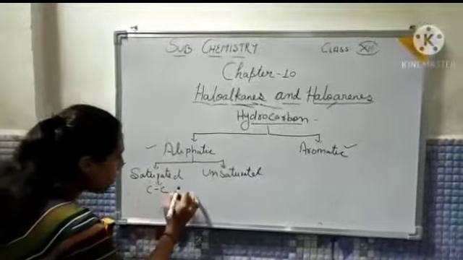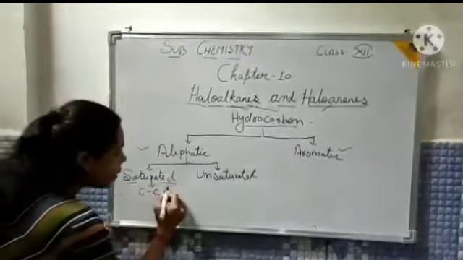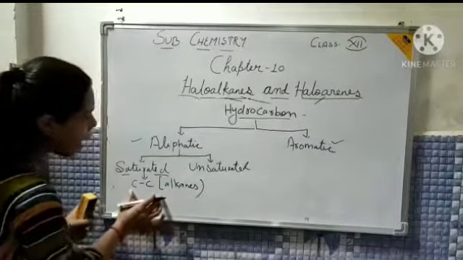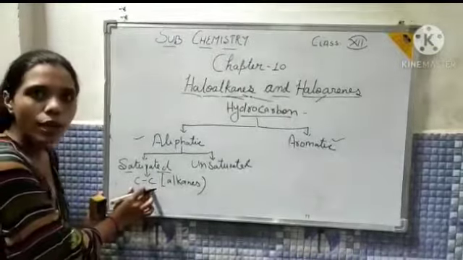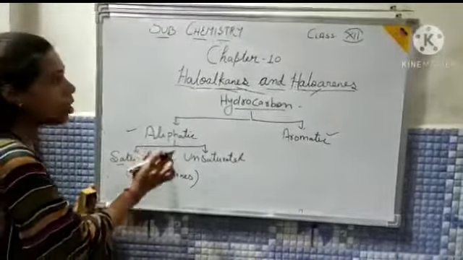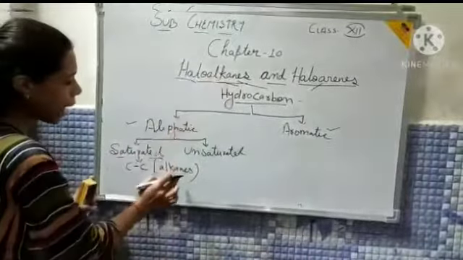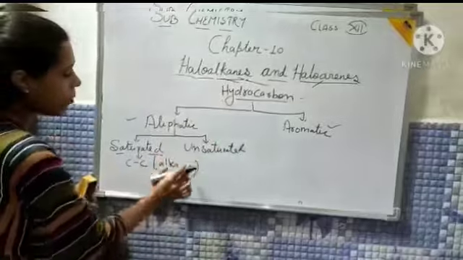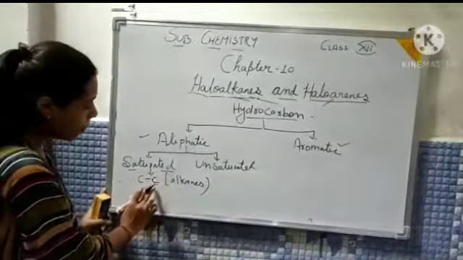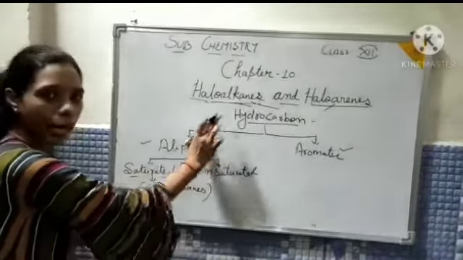Now, saturated hydrocarbons which contain a carbon-carbon single bond, we will call them alkanes. When a carbon-carbon single bond is present, then they are called alkanes. So here you have understood why we have used the name alkane. I told you that alkanes are those hydrocarbons which contain a carbon-carbon single bond. So by this we have understood that carbon-carbon single bond compounds come in the saturated aliphatic hydrocarbons.